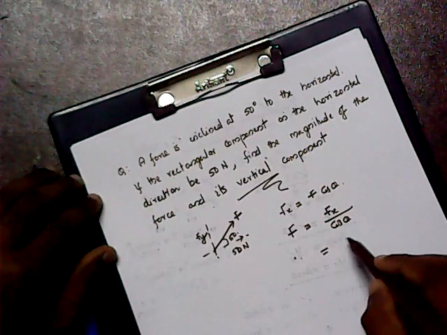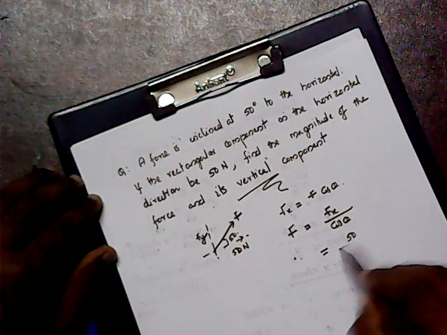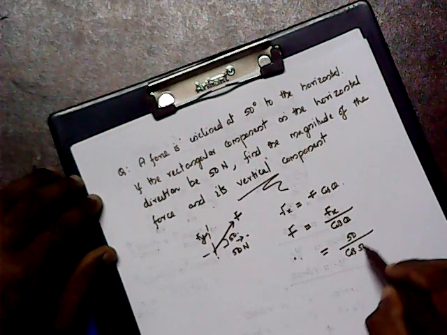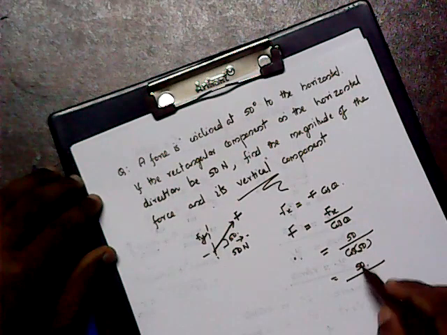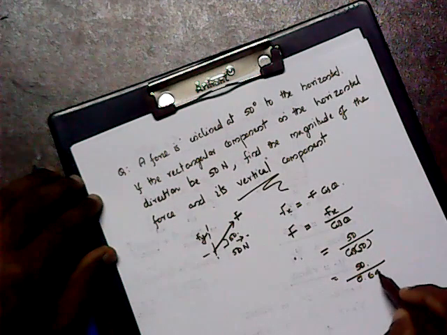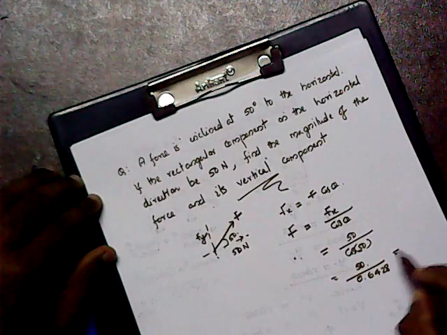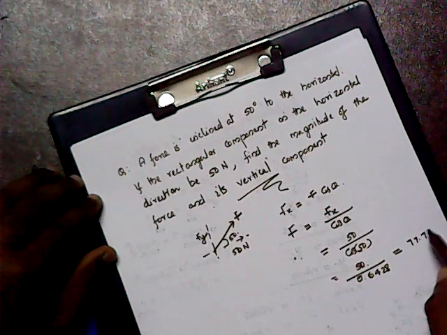So that is equal to Fx, which is 50, divided by cos 50. We should know the value of cos 50. So cos 50, take the value as 0.6428. We get the value equal to 77.78 Newton.